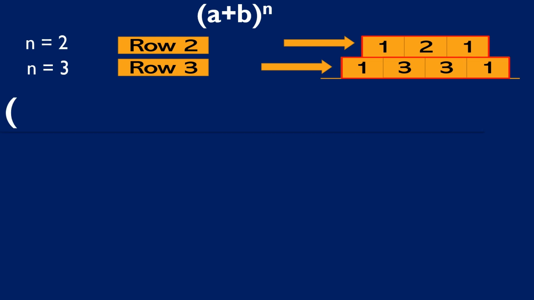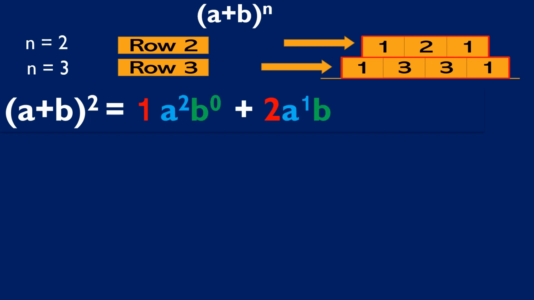Now let's consider an example when n is equal to 2. That is, a plus b is raised to power 2. N is 2. And that implies, if we look at the coefficients, we have 1, 2, and 1. And if we look at n equal to 2 above, which is row 2, it corresponds to 1 at the top right, 2, and 1.